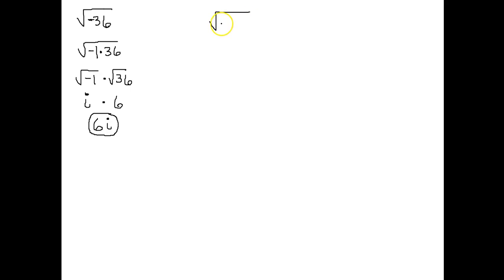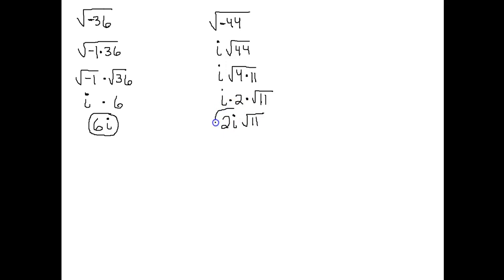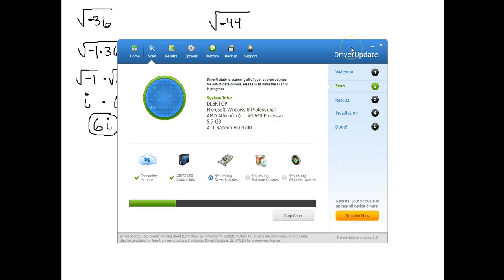If you have something like square root of negative 44, again, take out the i first. If you see this negative, essentially what's going to happen is you're going to end up with an i out front and square root of 44. Well, square root of 44, we can factor 44 into 4 times 11. Square root of 4 is 2, and then you're still left with square root of 11. If there's a number without a radical, we put it to the left of the i. But if there's a number with a radical, we put that to the right of the i. So we write it like this. So i will go to the left of any square roots. Excuse me.